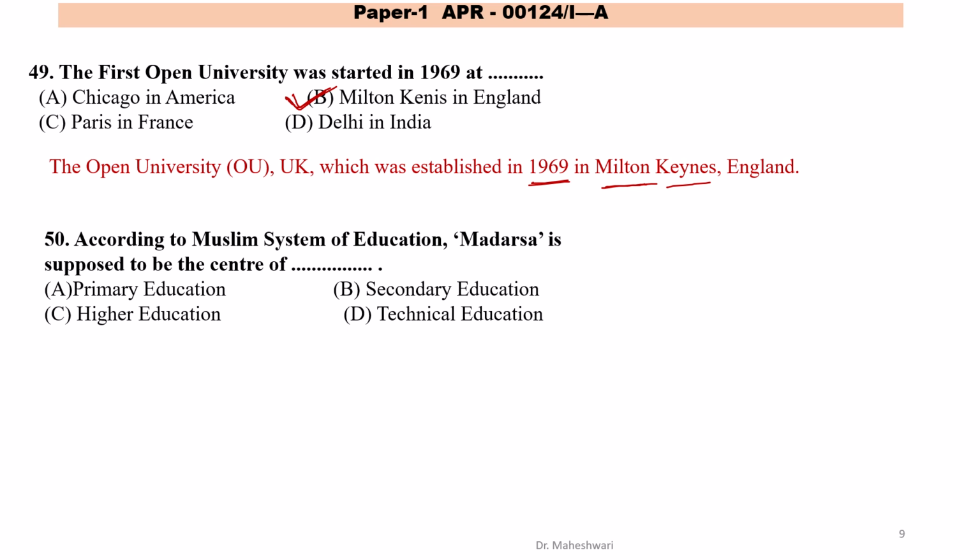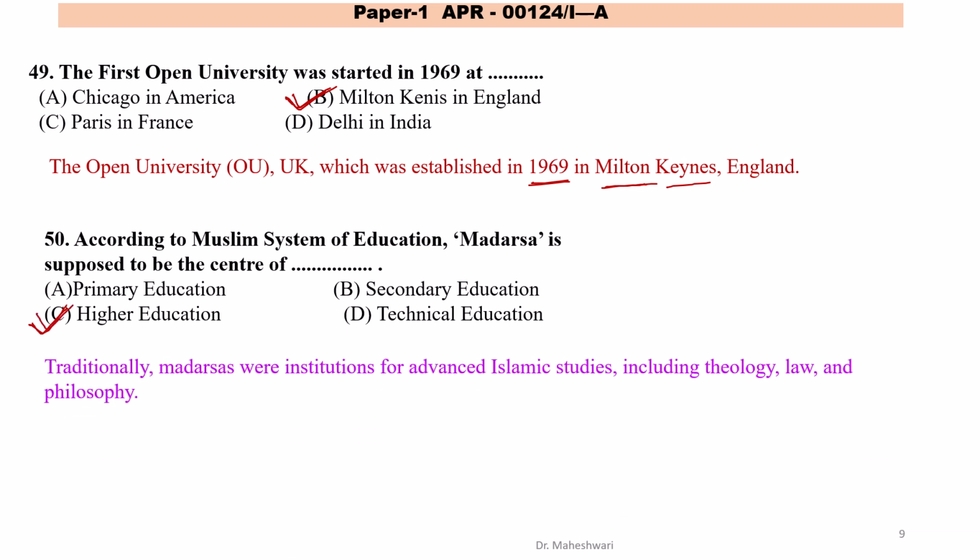Now the next question is the last question of this paper, paper 1 April 2024. According to the Muslim system of education, madrasas are supposed to be the center of dash. These are centers of higher education. Option C is the correct option. Traditionally, these were institutes for advanced Islamic studies, including law and philosophy. Basically these are the higher education, they support higher education.